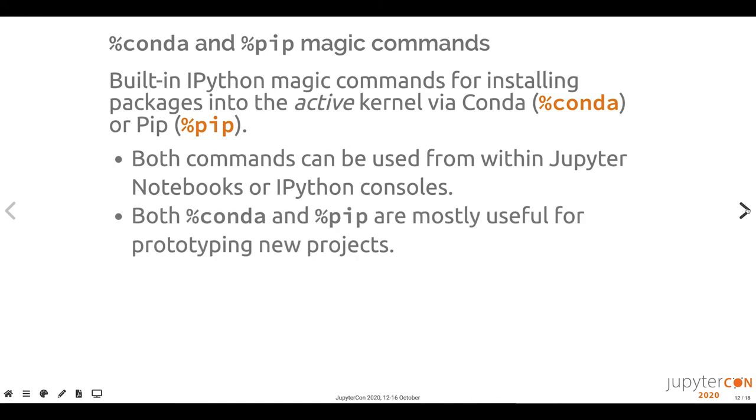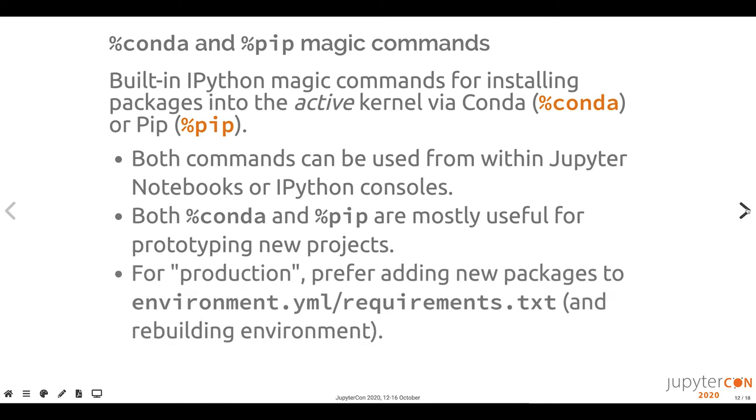I find them to be mostly useful for prototyping new projects. For anything that is production or a more developed research project, once I figure out I have another package I want to use, I prefer to go back and add it to the environment.yaml file or the requirements.txt file, and then rebuild the project's conda environment and go back to work. It's a little bit more overhead, but the benefit is that you're always in the habit of making a record of everything that you're using at the time that you understand that you need it.